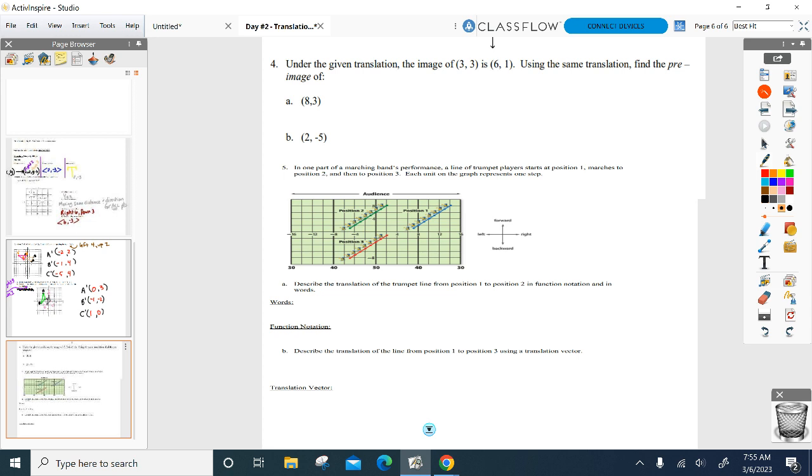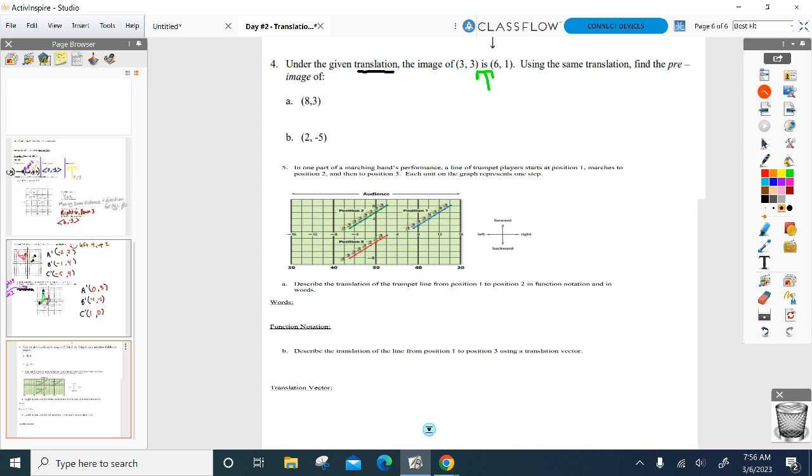All right, we did a translation. 3, 3 went to 6, 1. We slide this figure. You guys can figure out up, down, left, and right, and how many units. Using the same rule, find the pre-image of these. So first thing, let's find what the rule is. From 3, 3 to 6, 1, we can write it in any notation we want. I'll just use capital T. Somebody tell me what the rule is.